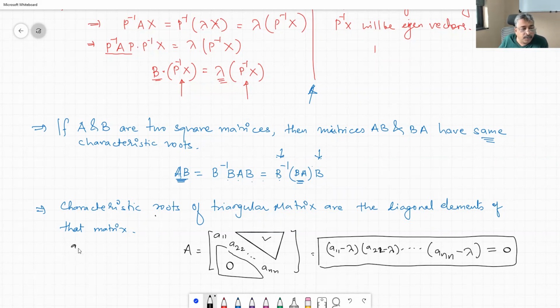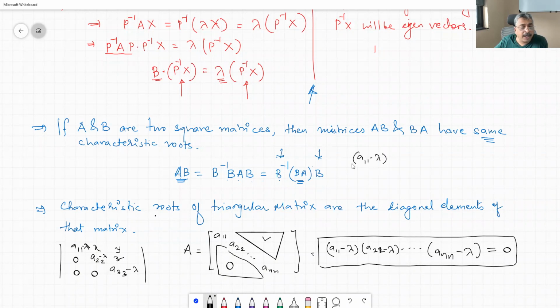A33, let us give some name here. XYZ, 0 0 0. Okay, so A11 minus lambda, A22 minus lambda, A33 minus lambda. Now if we expand this determinant with respect to the first row, what will it be?